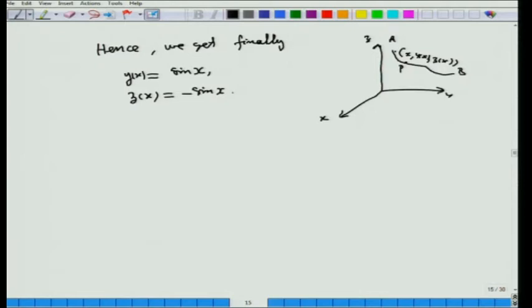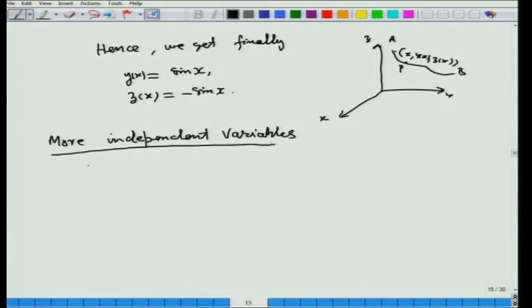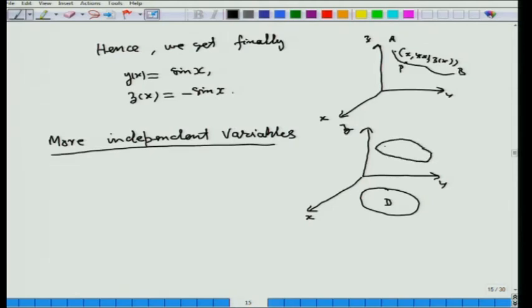Next, we consider now a problem with more independent variables. The simplest situation we will consider is x, y, z, and there is a domain here, this is D in the xy plane, a bounded domain with sufficiently smooth boundary, and on this surface, any point P will be denoted as z as a function of x, y. So, each point x, y here, this is the image that is z of x, y.